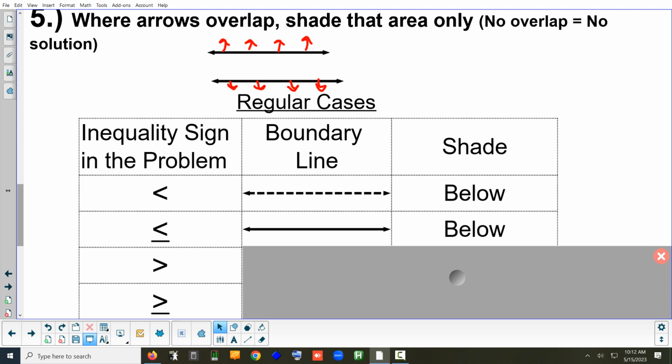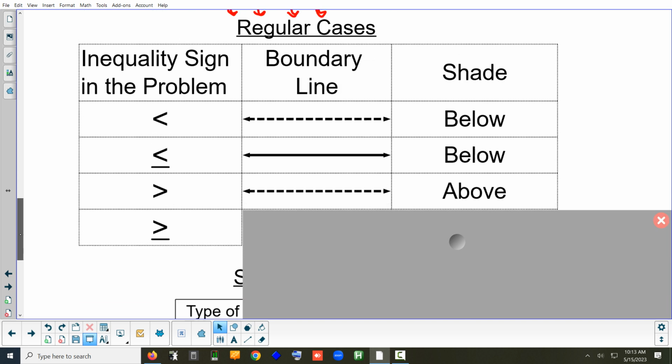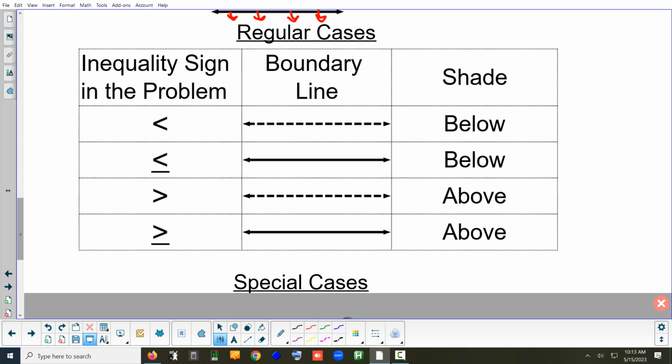Okay, how about greater than? Solid or dotted? Yep. That's going to be dotted. Above or below? Yep, dotted and above. Perfect. And what about greater than or equal to? Yep. Solid and above. Solid and above.